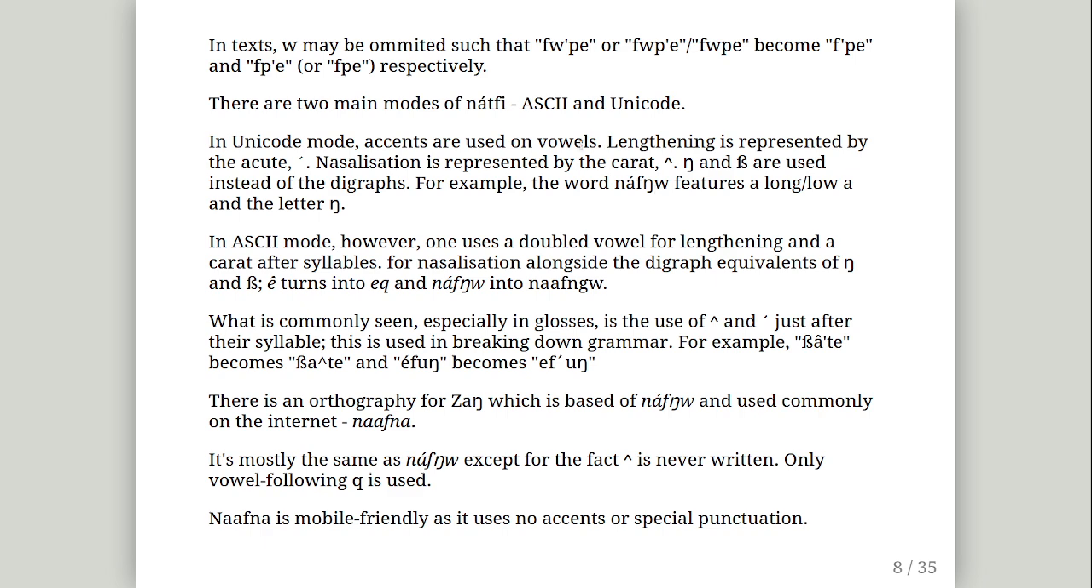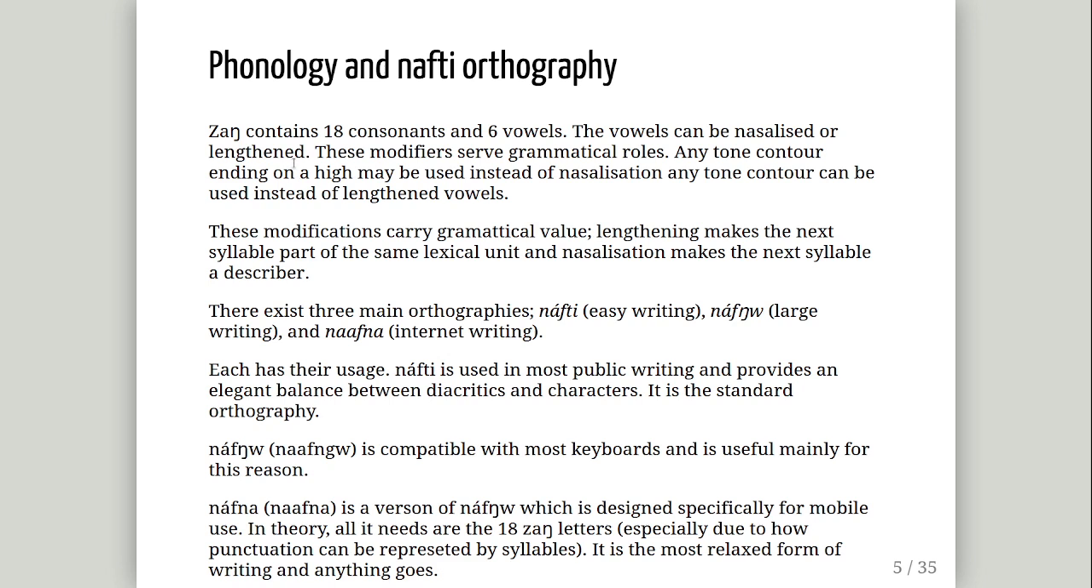Now, like over here, you've got the word of a writing system itself, and it says nafnga. Now, it features a long low a. What you need to notice is that these accents here, the caret and the acute, they don't just mean lengthening and nasalization. They can also be represented as tones. Nasalization, because it's up higher in the mouth, it's high. And lengthening, because it's longer, like a sound wave, it's lower. It's fairly logical. Yeah, I forgot to mention that here.